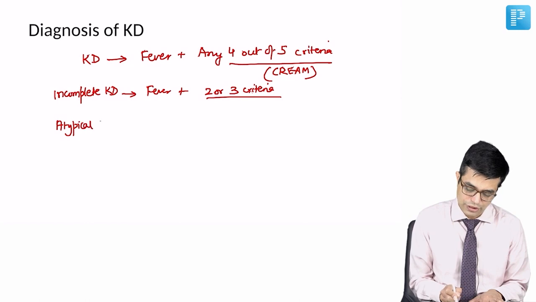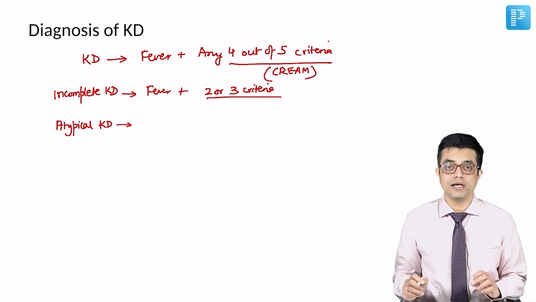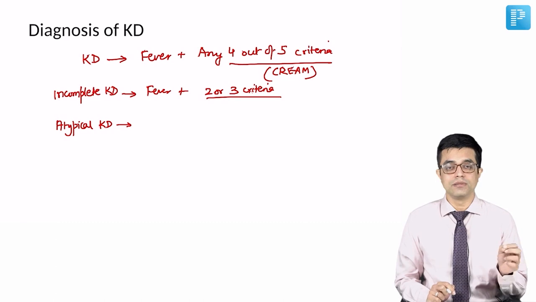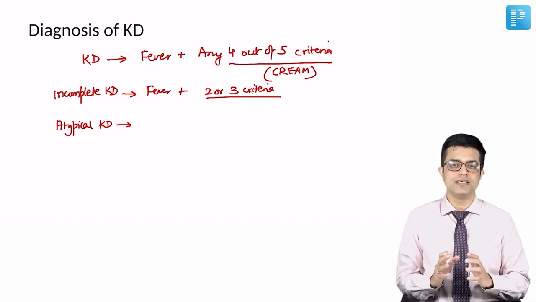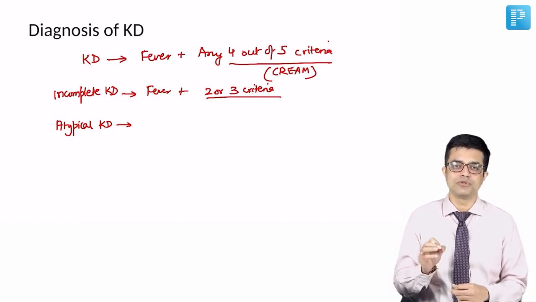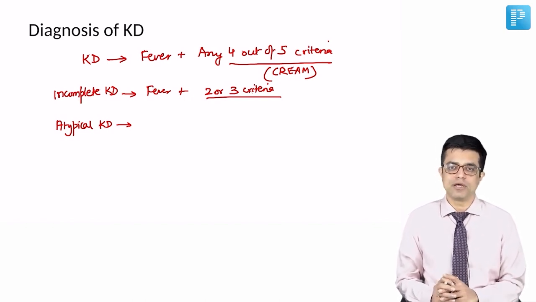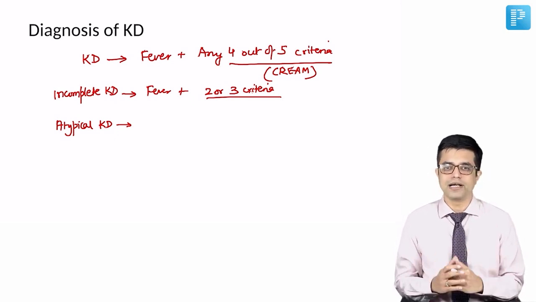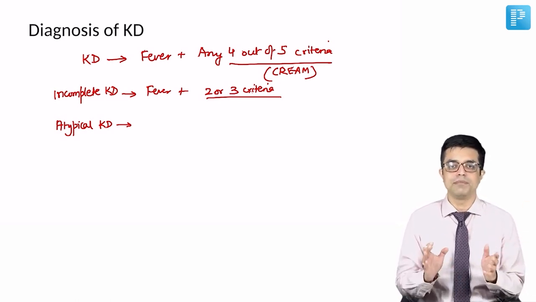Now there is a lot of confusion regarding the definitions. Incomplete Kawasaki and atypical Kawasaki unfortunately is not clearly mentioned in Nelson, and Nelson uses the terms interchangeably. However, atypical Kawasaki disease is very clearly defined in literature other than Nelson, which includes the IAP position paper. In June 2020, the Indian Academy of Pediatrics came out with a Kawasaki disease position paper, which summarizes the current guidelines followed in India, and it very clearly says that incomplete KD is different, atypical KD is different.